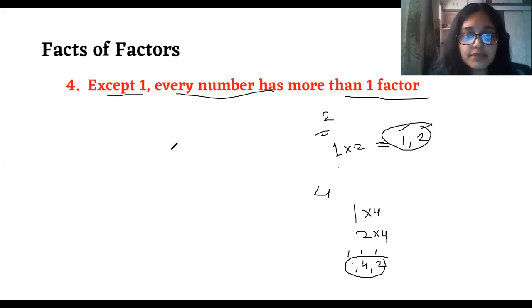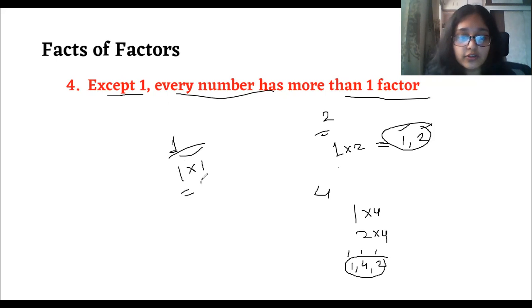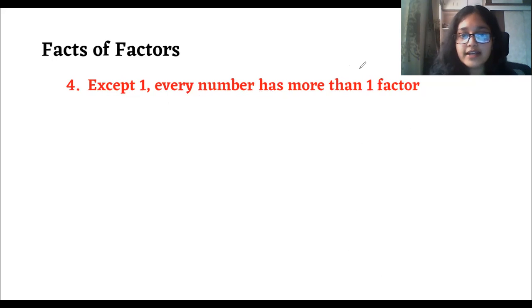Okay, so except number 1. For example, who is the factor of 1? 1 1s are 1 only. This 1 is so alone; even though he's friends with everybody, 1 is still alone. It has only one factor. Okay, so this is our fact number 4. Pause the video here and write down the fact in your notebook.